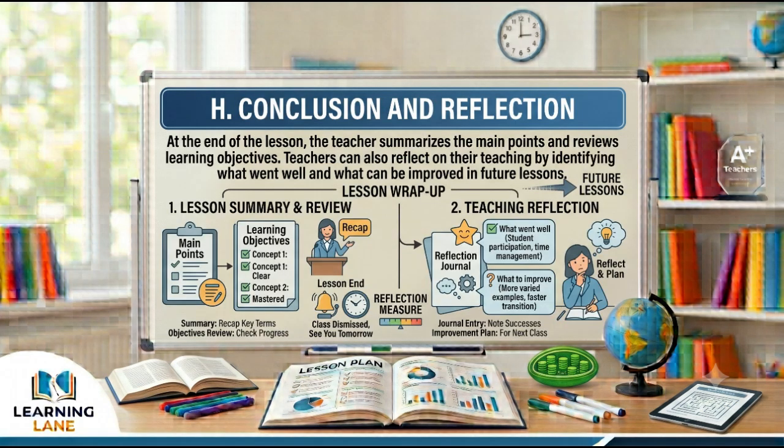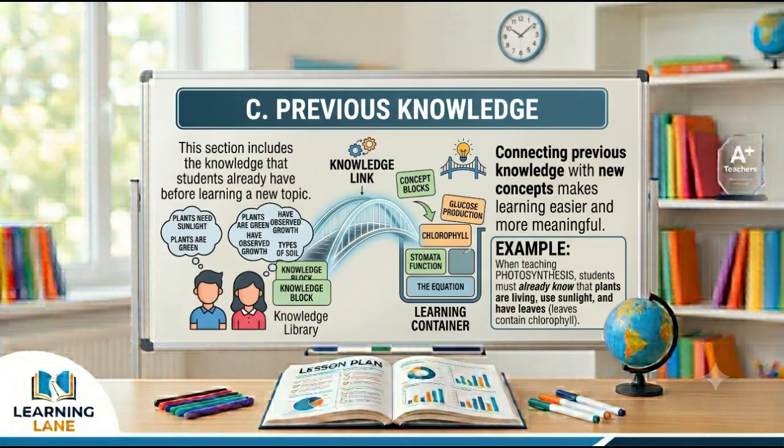H. Conclusion and reflection. At the end of the lesson, the teacher summarizes the main points and reviews the learning objectives. Teachers can also reflect on their teaching by identifying what went well and what can be improved in future lessons. 5. Example of a simple lesson plan.